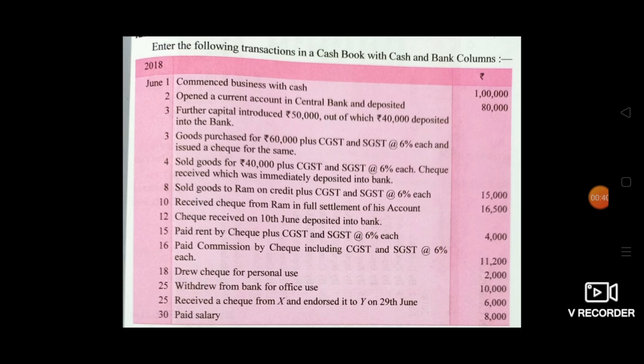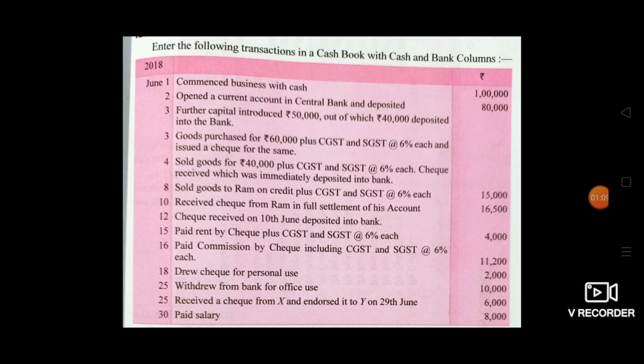Now 3rd, goods purchased for rupees 60,000 plus CGST and SGST at 6% each and issued a check for the same. So here CGST, that is central GST, and state GST is given. Let's calculate it at the time of solving the problem in working note and enter the entry in cash book.